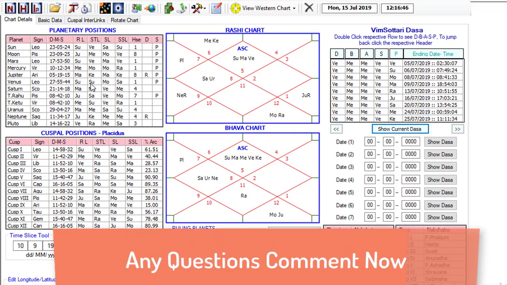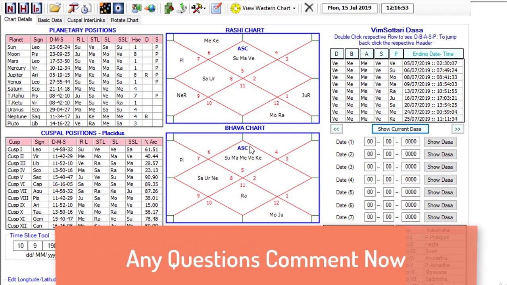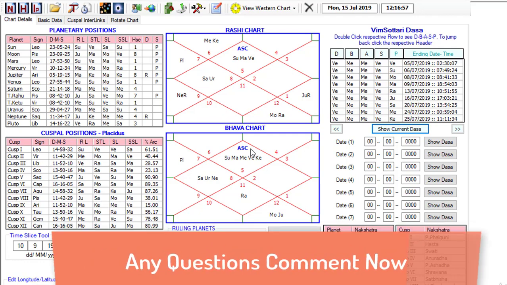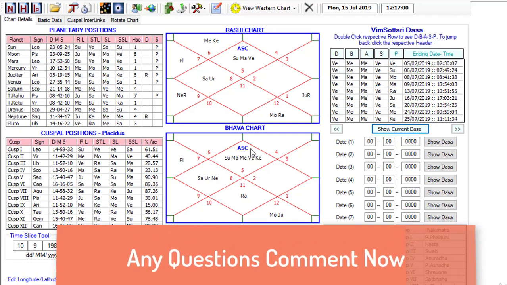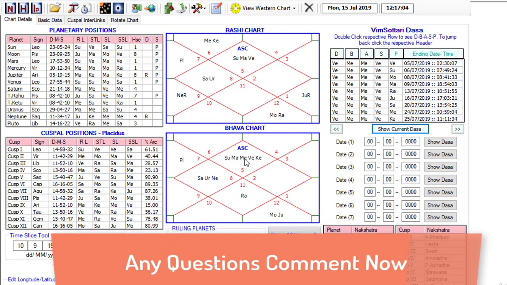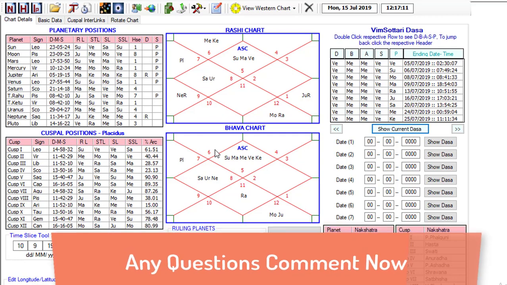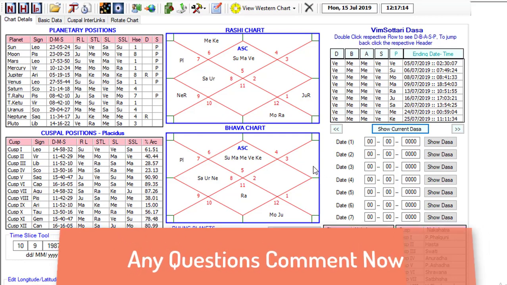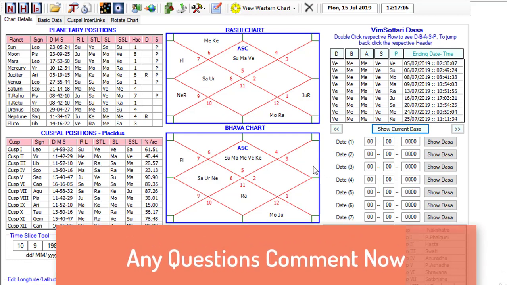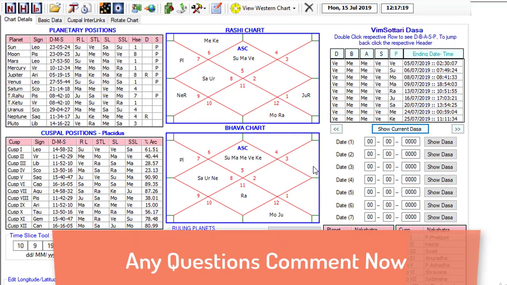KP astrology only depends on 2 charts. One is the Rashi chart, the first one. Another is the Bhav chart. So we will see the placement of the planets and the owning of the planets. Let's say if we talk about Mercury, Mercury is sitting in the first house, and Mercury is owning the second house and the 11th house. This is how we will take out the results.